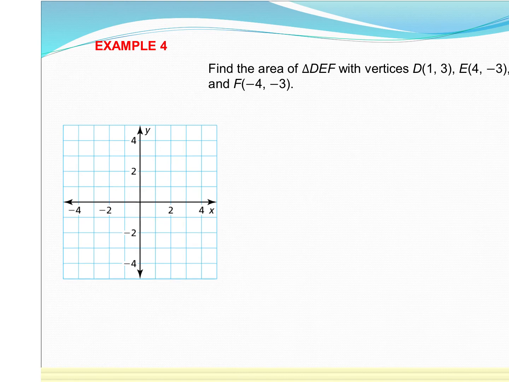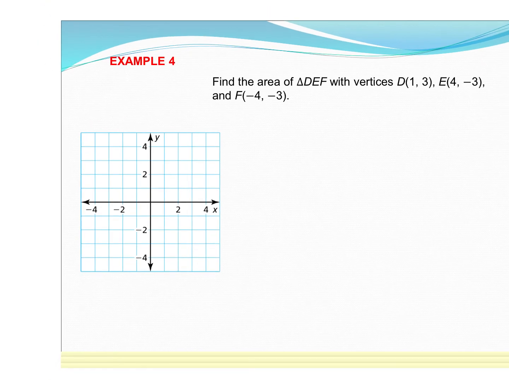Again, this time they're talking about triangle DEF. So let's graph the ordered pairs. D is the ordered pair 1, positive 3. E is 4, negative 3. And F is negative 4, negative 3. So right here. So if I connect my points, if it said perimeter, I would have had to have done the distance formula for DE and DF. However, it wants area for this one.